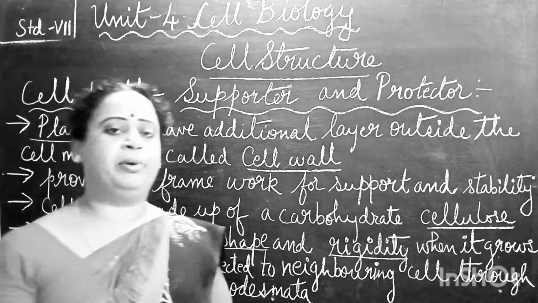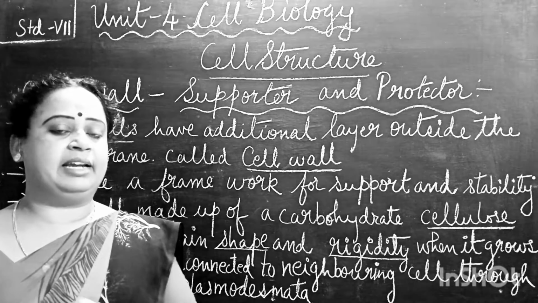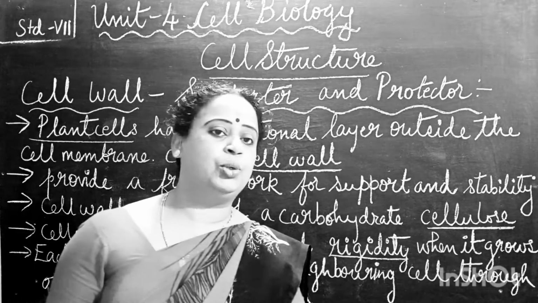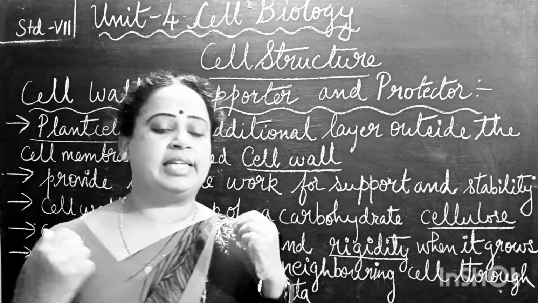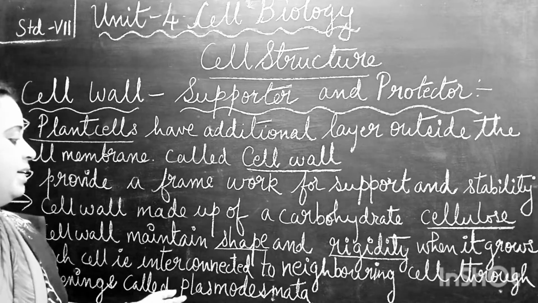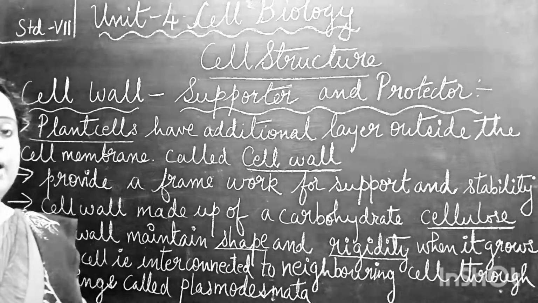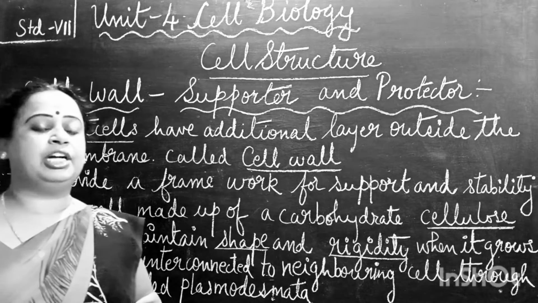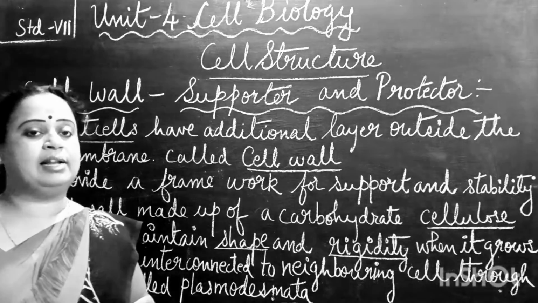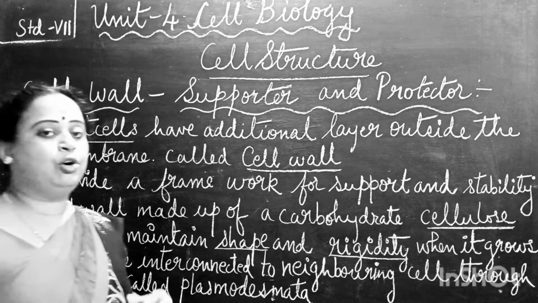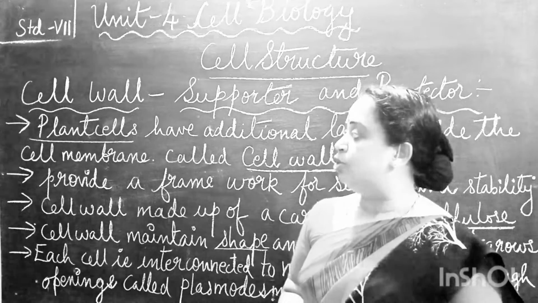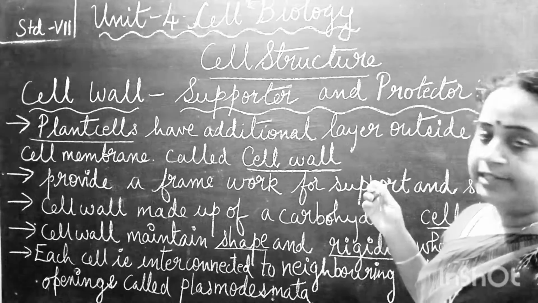Through this opening, the materials present inside one plant cell are transported to another plant cell. That interconnection is plasmodesmata. One plant cell is interconnected with another neighboring plant cell through an opening called plasmodesmata. So that's all about the cell wall.